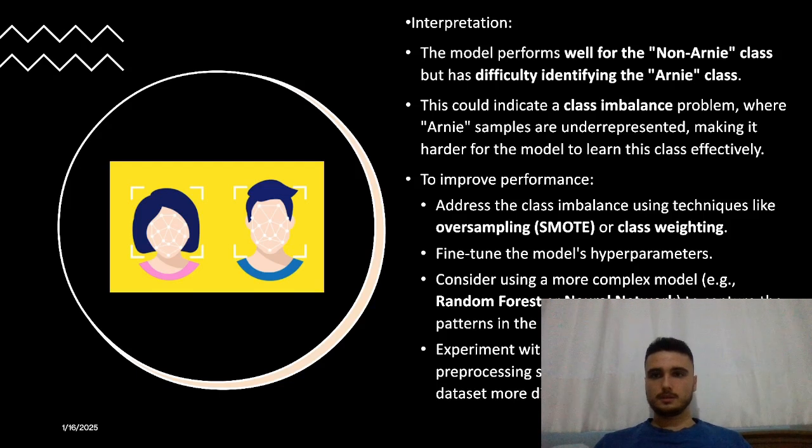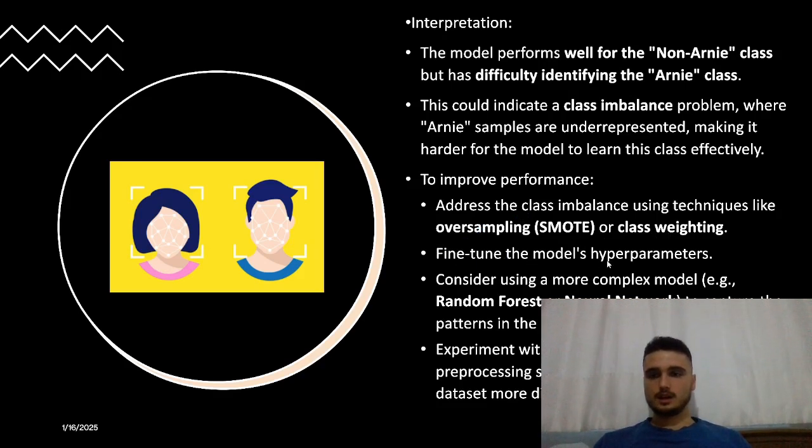Interpretation. The model performs well for the non-RNA class but has difficulty identifying the RNA class. This could indicate a class imbalance problem where RNA samples are underrepresented, making it harder for the model to learn this class effectively. To improve performance, address the class imbalance using techniques like oversampling, SMOTE, or class weighting.